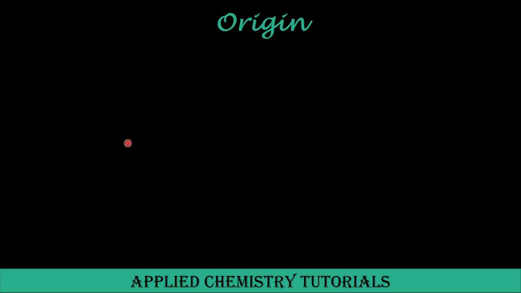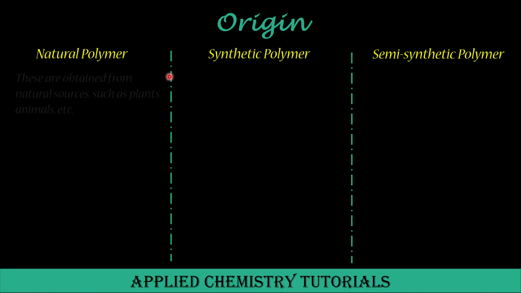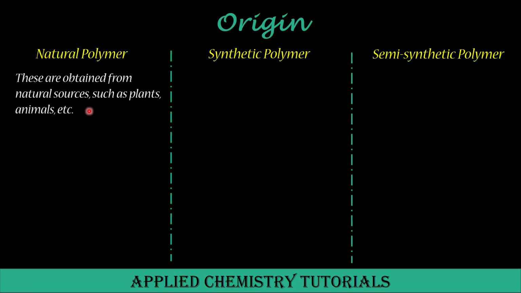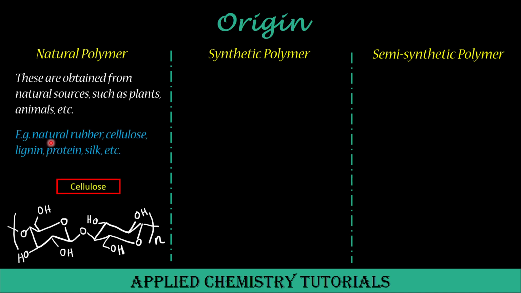Starting with origin, the natural polymers, these are obtained from natural sources such as plants and animals. Examples are natural rubber, cellulose, lignin, protein, silk, etc. Cellulose structure is provided here.